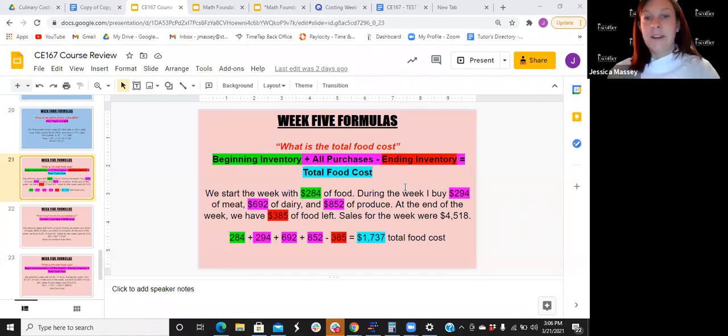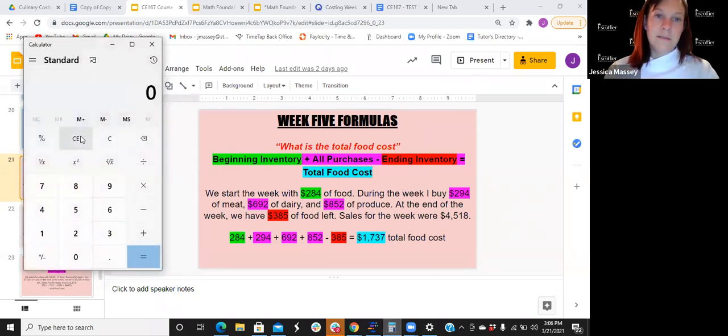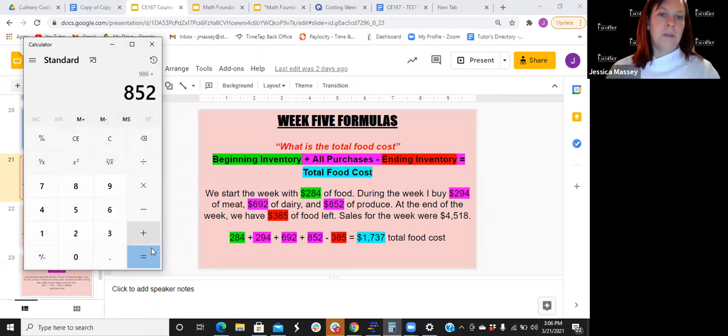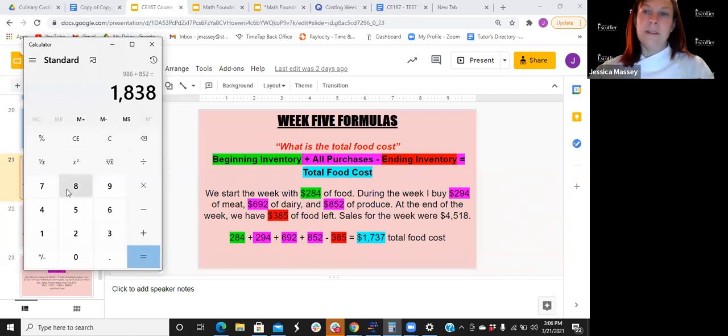So what this is telling us, we started with 284. That's our beginning. You add everything you bought together, which equals all your purchases. So if you add the 294 plus your 692 plus your 852, you get 1,838. That is all your purchases. So you would add in your beginning inventory. So, all right.